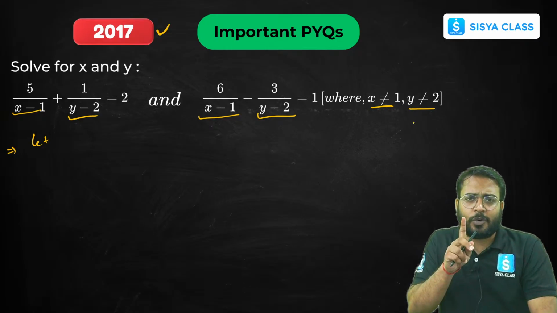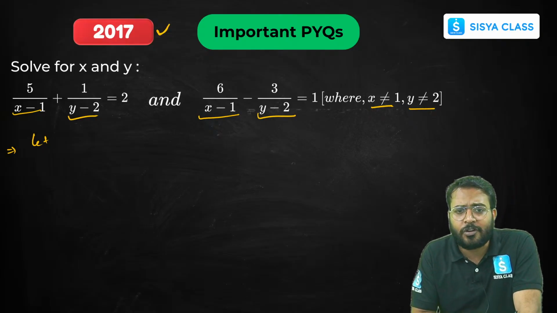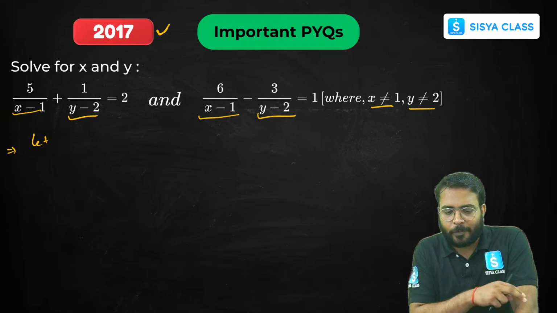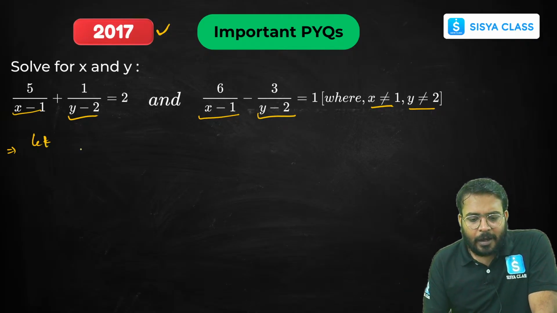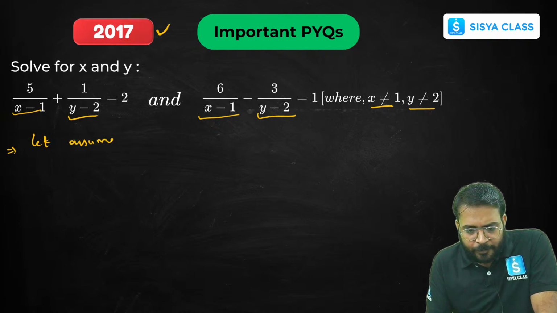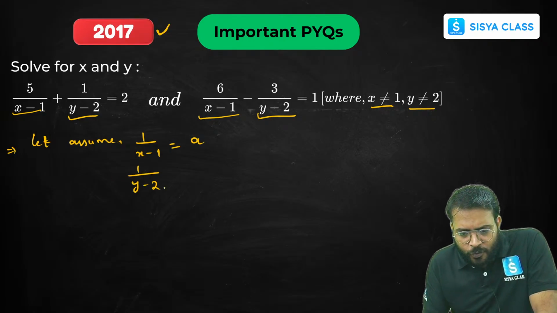Why? Because if x is equal to 1, this equation is going to be non-defined. If y is equal to 2, this equation is going to be non-defined. Yes or no? Why? Because denominator should not be equal to 0. Got it. Here, let us assume 1 by x minus 1 to be a, okay, and 1 by y minus 2 is equal to b.